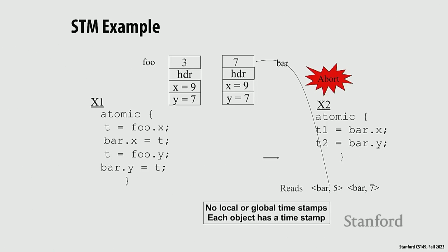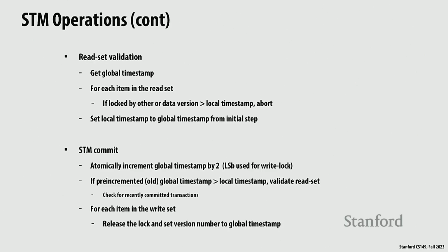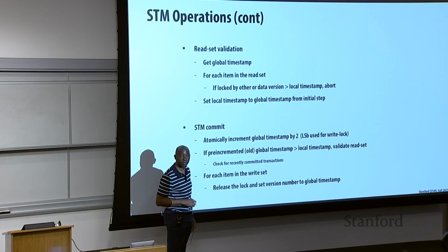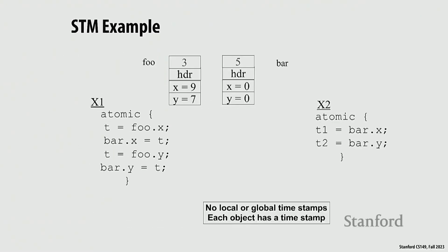Yeah. On the STM operations side, I don't think this really makes that much of a difference, but do we atomically update the global timestamp and then use the old one to do the read set validation? Yes. Or do we do it the other way around? Well, let's go back to what was said. Yes, you atomically increment the global timestamp, and then you use the old global timestamp to validate the read set. Okay. Any other questions on that?